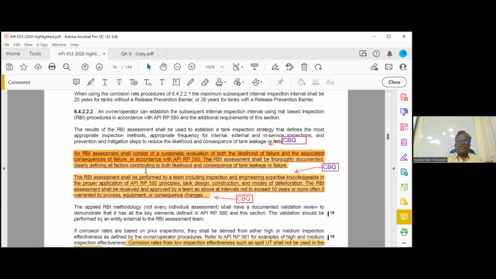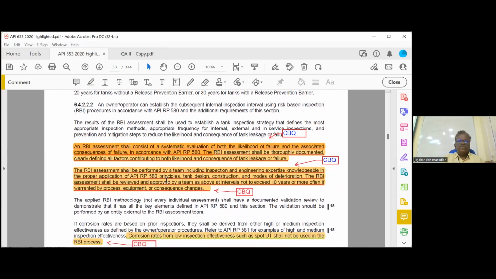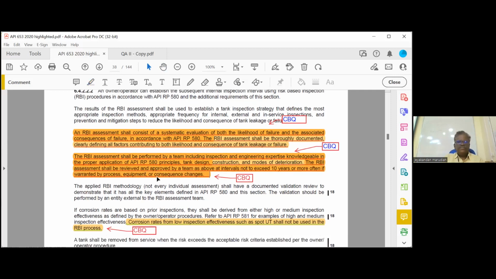Then this is who will conduct the RBI. The RBI assessment shall be performed by a team including inspection and engineering expertise, knowledgeable in the proper application of 580 principles. That is important. The RBI assessment shall be reviewed and approved by a team as above, and not exceed 10 years, or more often if warranted by the process. That is also important. Every 10 years it will be reviewed by the expert team.